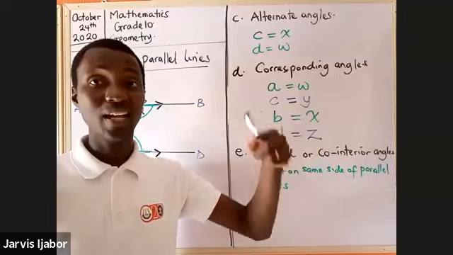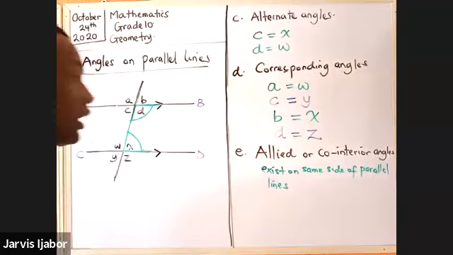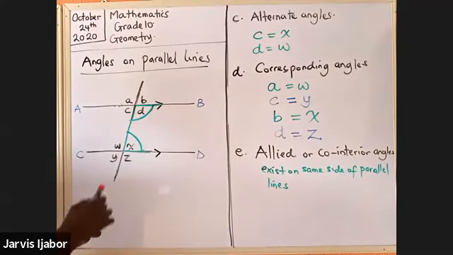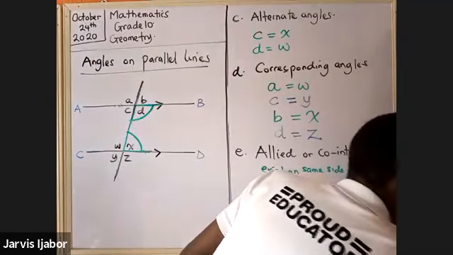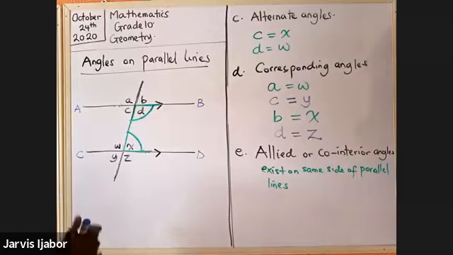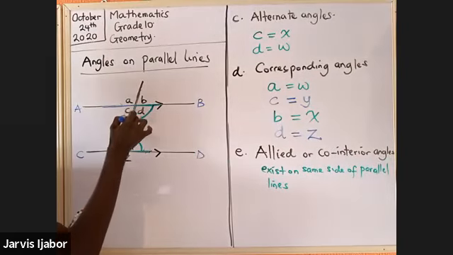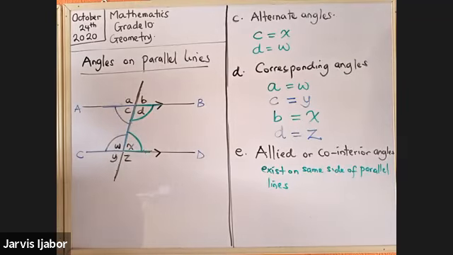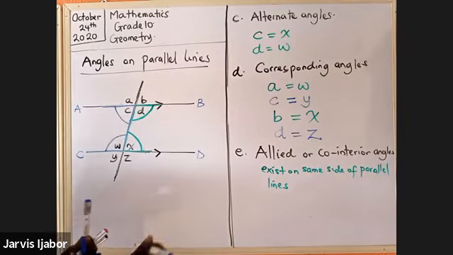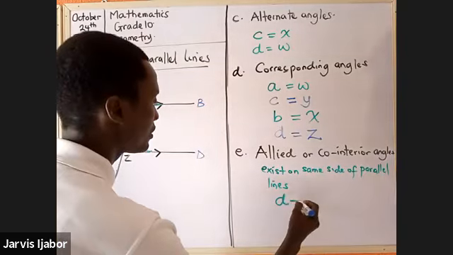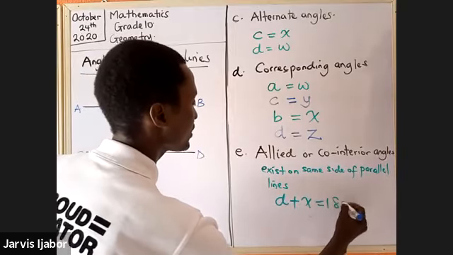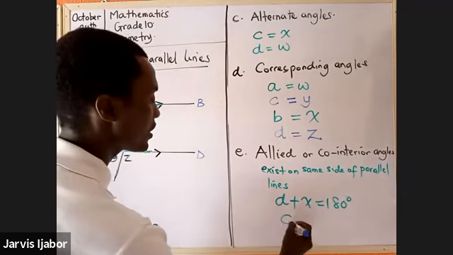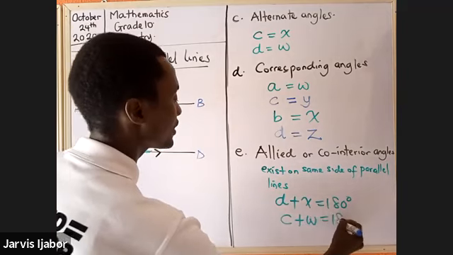That's why the concept of co-interior: the angles are inside the parallel lines. So in describing this, this one is one, this another. Then look at this also. That's another pair of allied or co-interior angles. So essentially you're going to have D plus X equal to 180 degrees. Then here you'll have C plus W equal to 180 degrees.